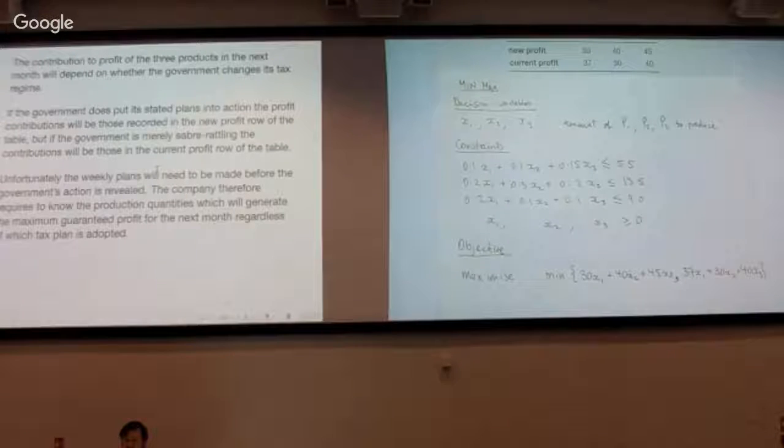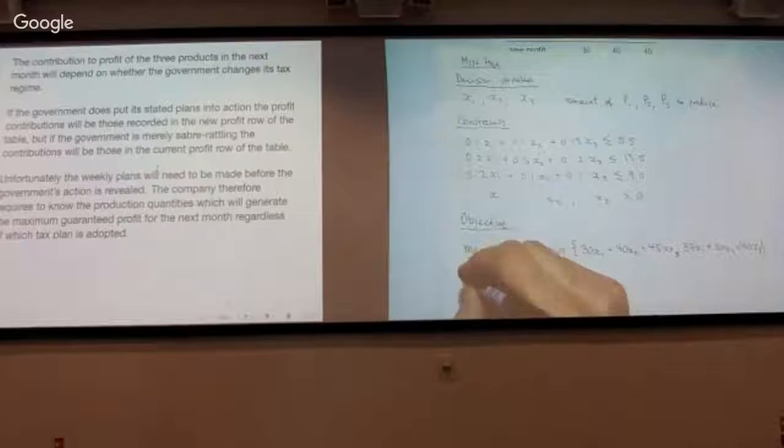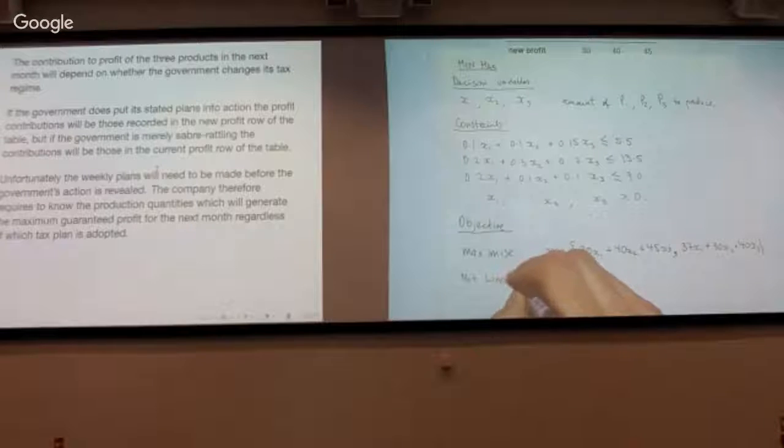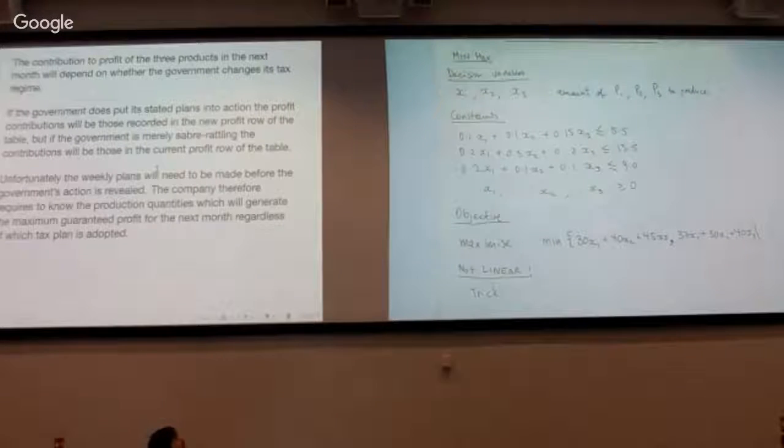Are you with me? Yeah. But it's not a linear function definitely, because it will break at some points. So it's not a linear program like this. So what we're doing is we're learning a trick to make it linear. The trick is we put a new decision variable there.